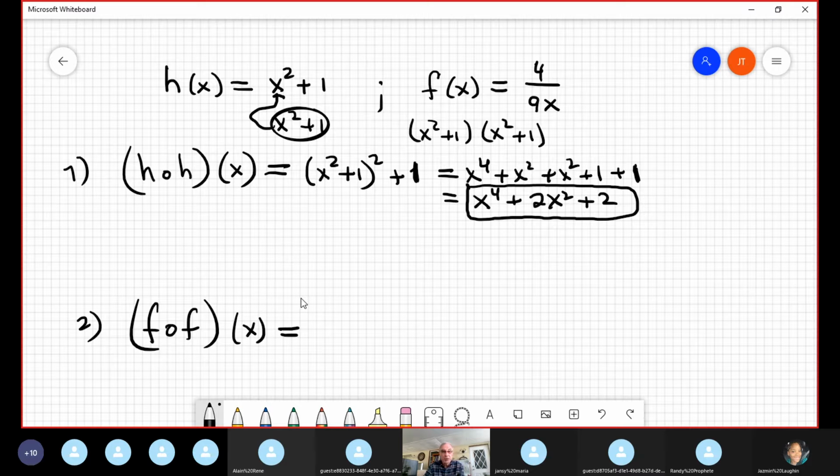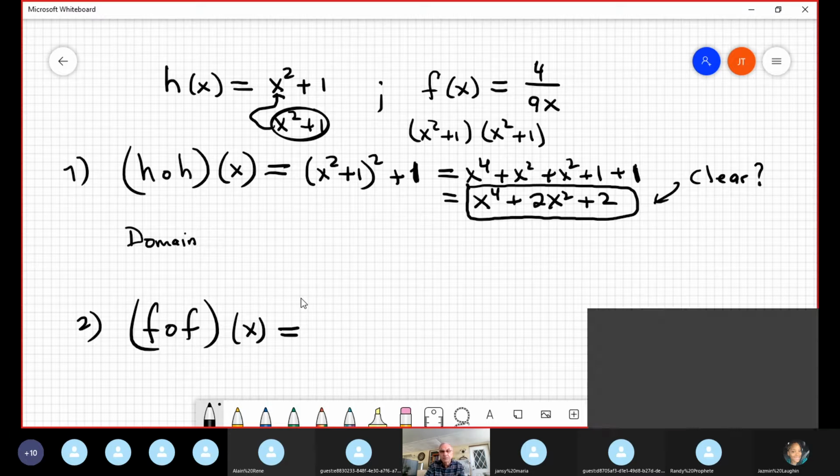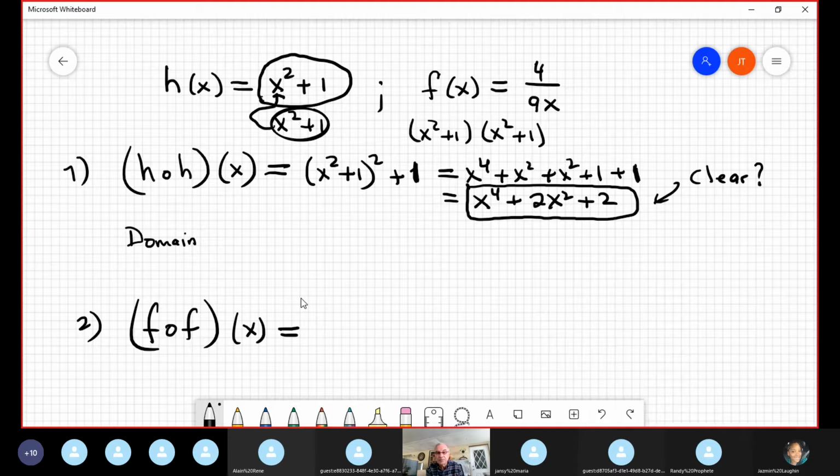What do you think about domain? Okay, I need opinions. Guys, do you understand this or not? Clear or confusing? It's clear, no? This is algebra. What about domain? Let's focus on the function h. What is the domain of this function, in your opinion? Sabrina says it's confusing. Sabrina, activate the microphone. What part is confusing?